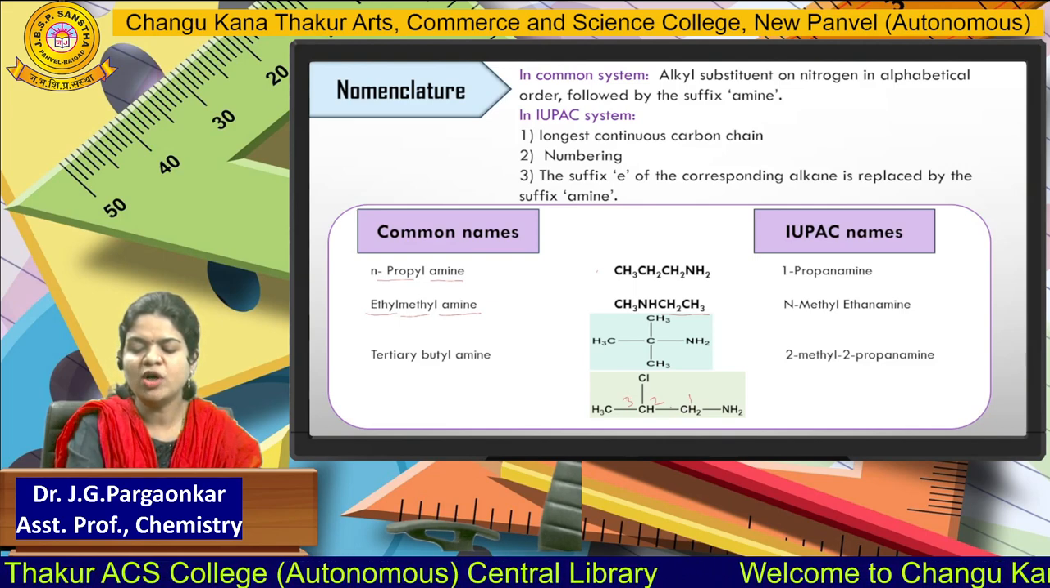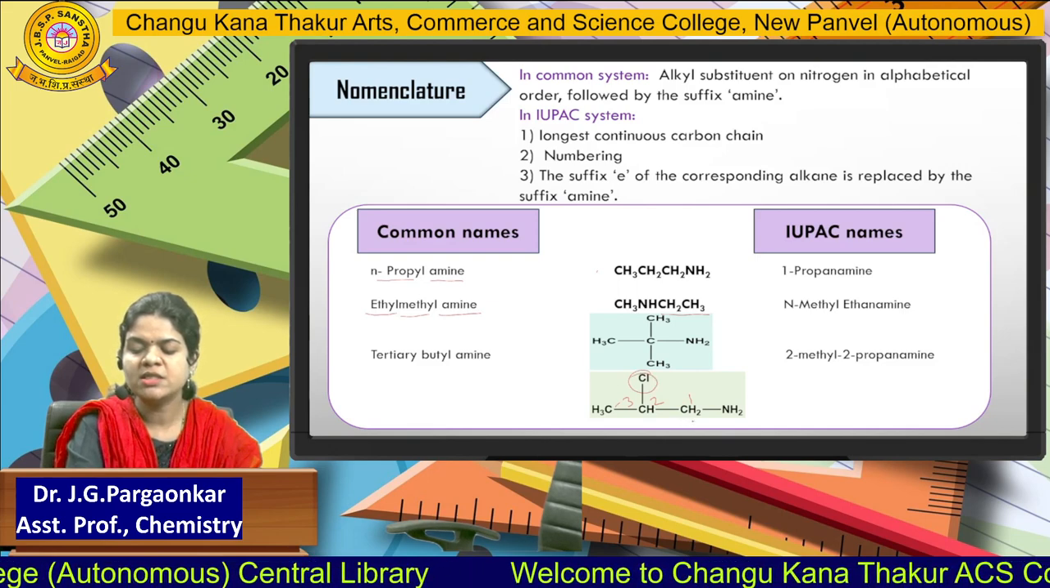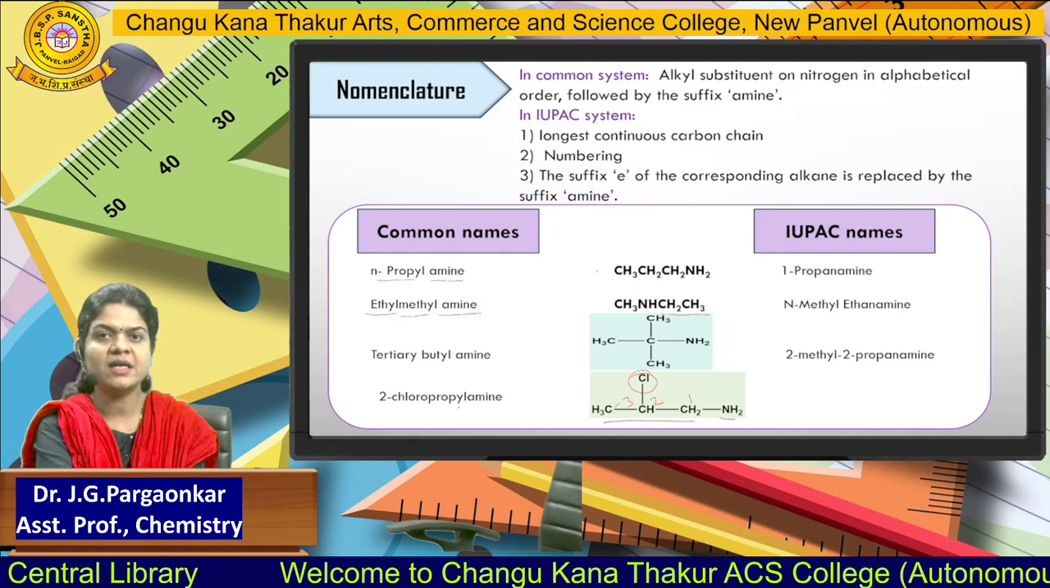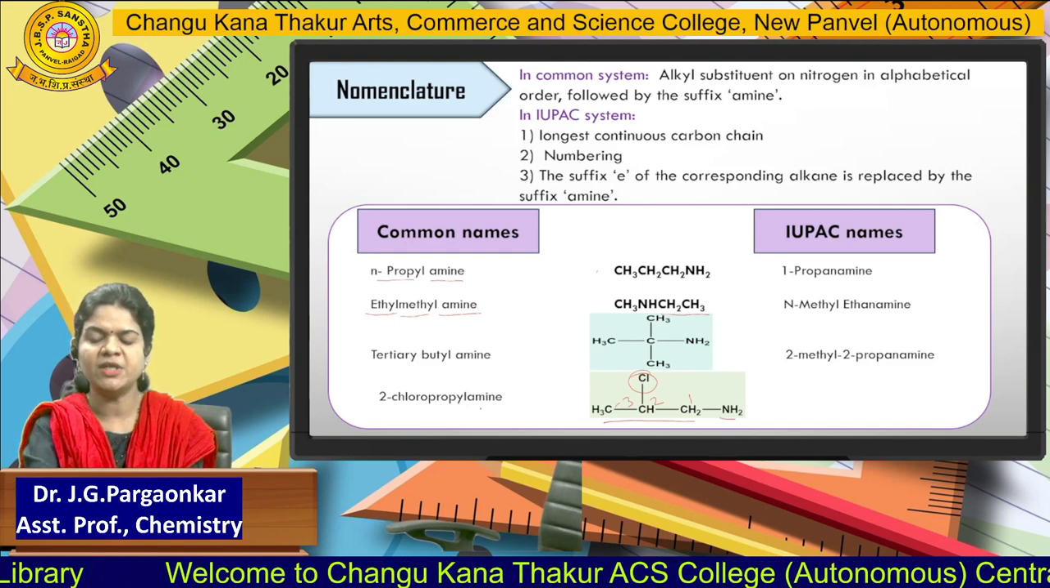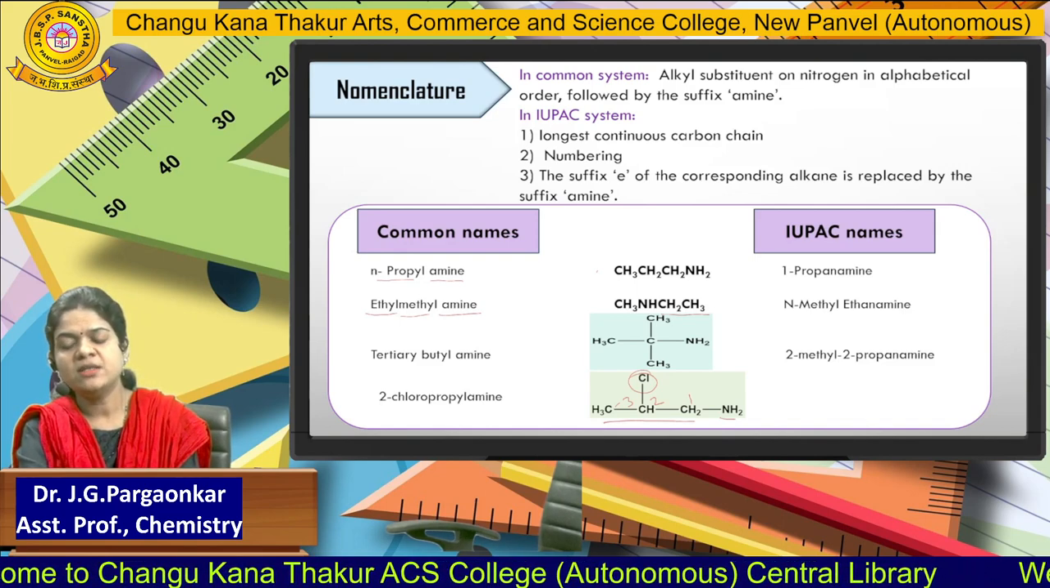So what will the name be? 1, 2, and this will be your third. 2-chloropropyl amine. Check. Yes, this is the correct one. 2-chloropropyl amine. Now, we will see the rules for the IUPAC names.